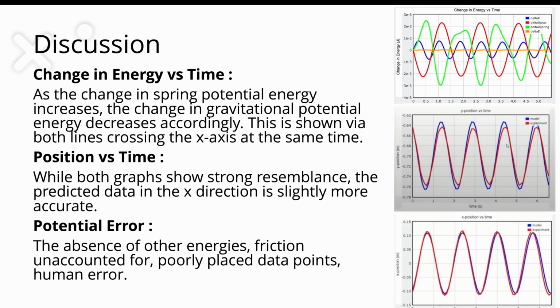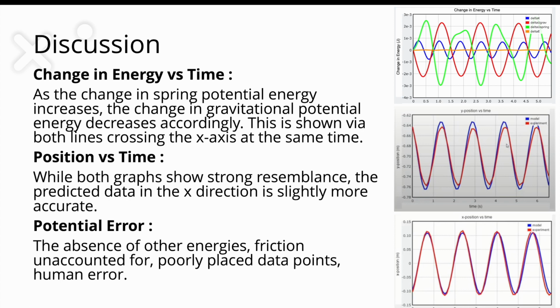So a little discussion of our results. For the change in energy versus time graph, which is the top right graph, we can see that as the change in spring potential energy increases, the change in gravitational potential energy decreases accordingly. This is shown via both lines crossing the x-axis at the same time.